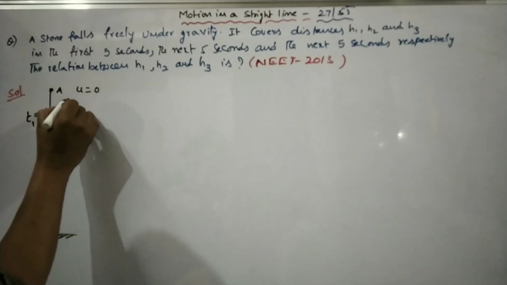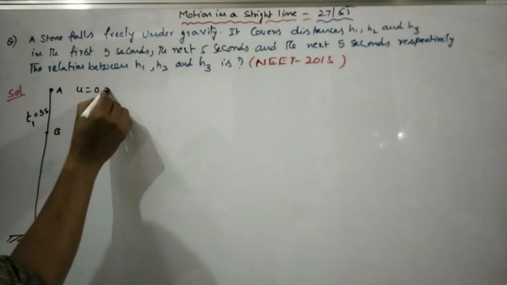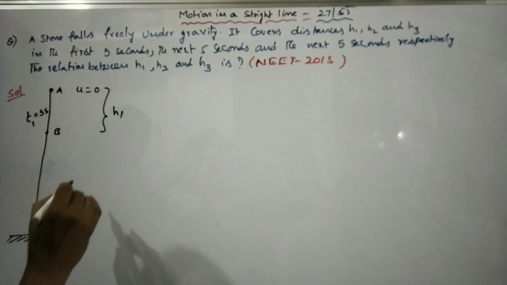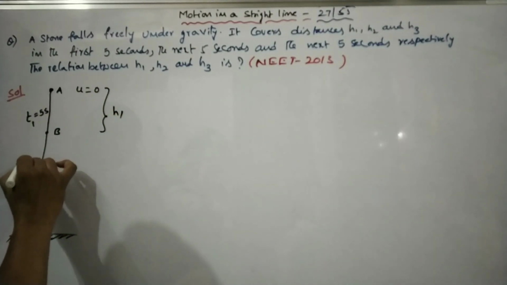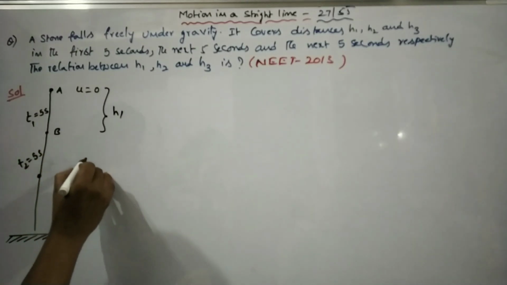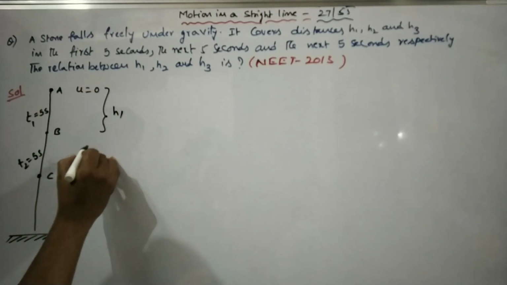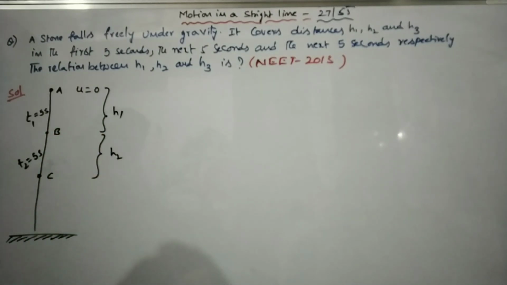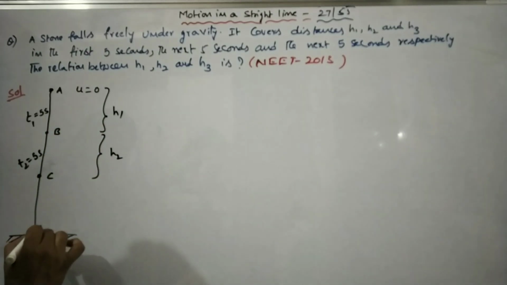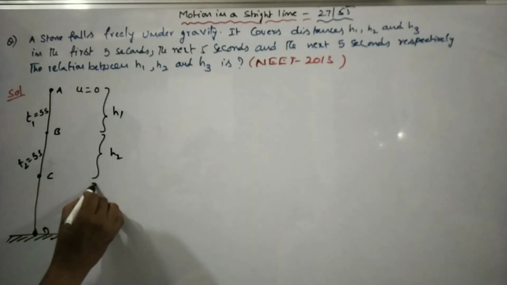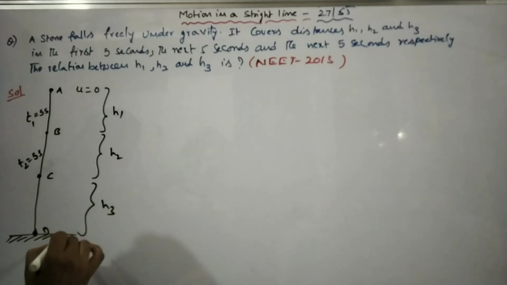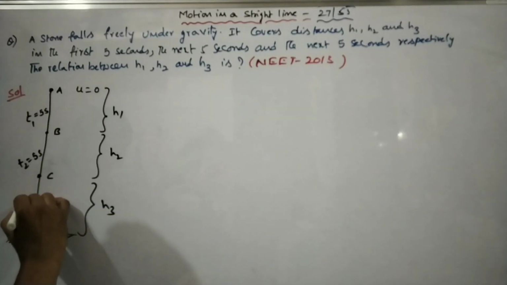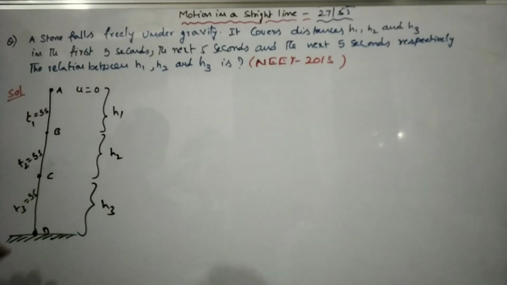The height from A to B is nothing but h1. Next 5 seconds, that means time t2 is equal to 5 seconds. Again it reaches some other point, called C. The height from B to C is h2. Next it reaches finally its destination point, which means the ground, point D. The height between C and D is h3. It may also take t3 equal to what? 5 seconds. So what is the relation between h1, h2 and h3? This is what is being asked.